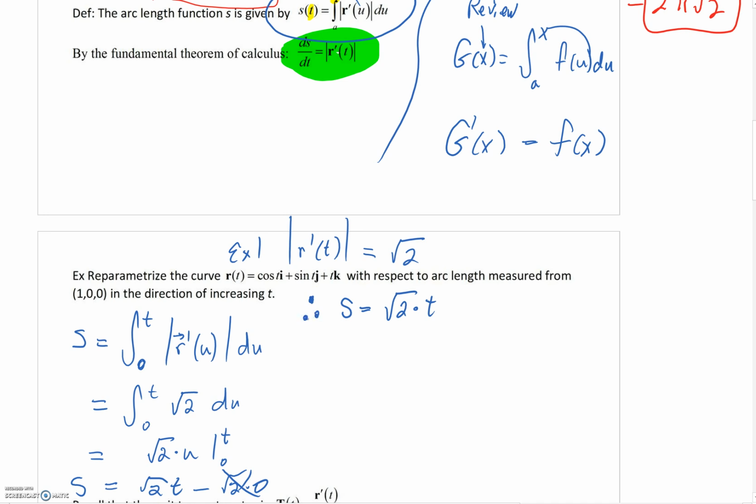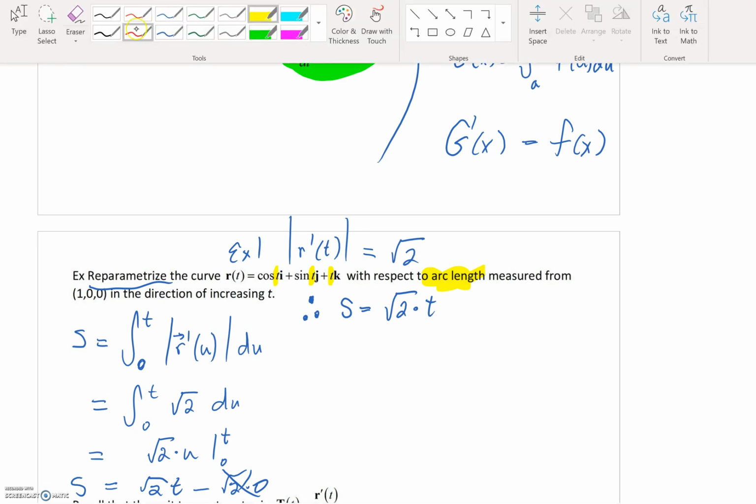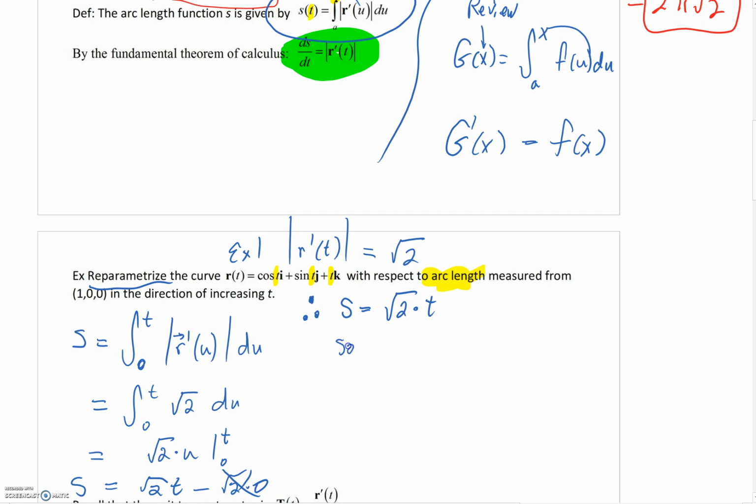You see, when they're saying reparameterize, they're saying, look, it's fine to have your vector function with t's in here, but we don't want to have t's in there anymore. We now want to have arc length. We want to have s in there instead. And tell you what, this is really what's happening. We're going to solve for t, and we'll get t is equal to the arc length divided by radical 2. And once we have that, guys, all you have to do is substitute that in.